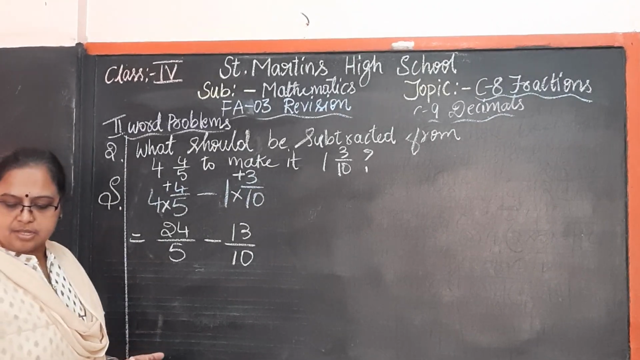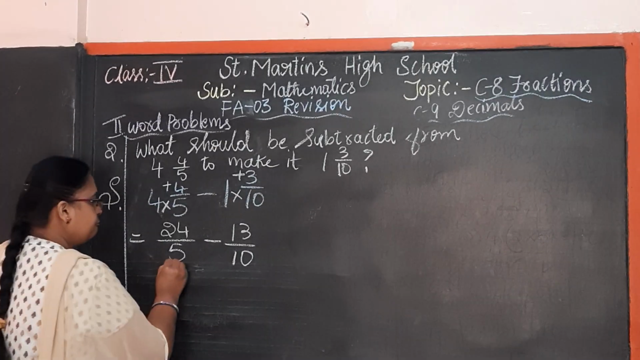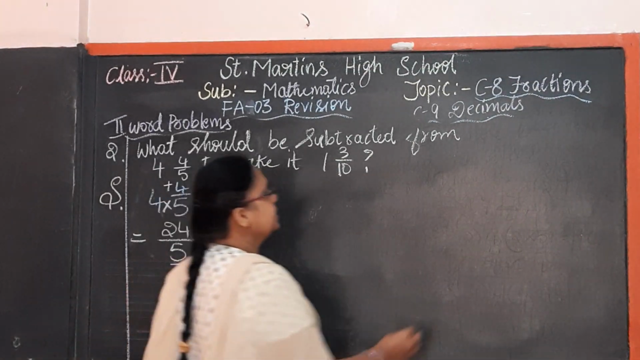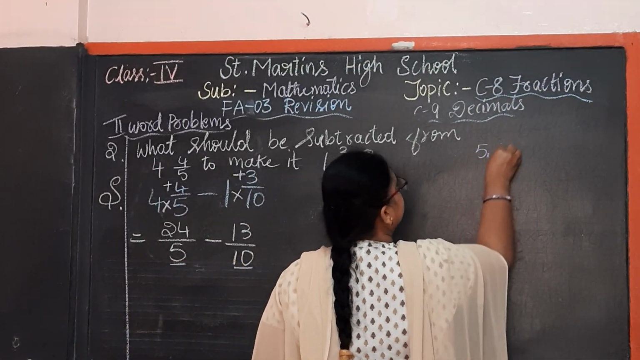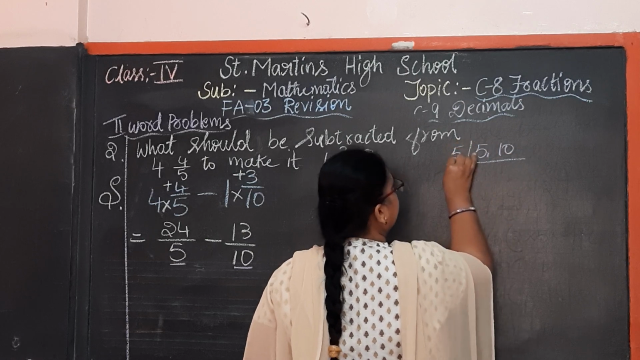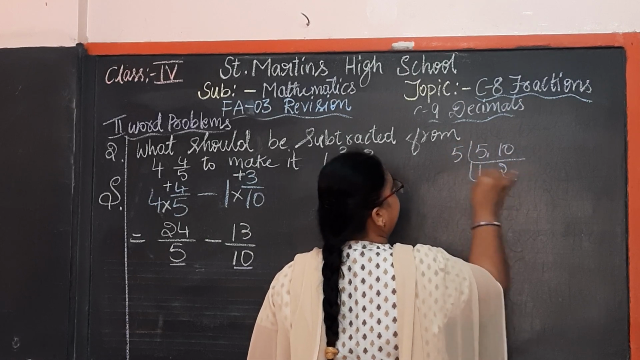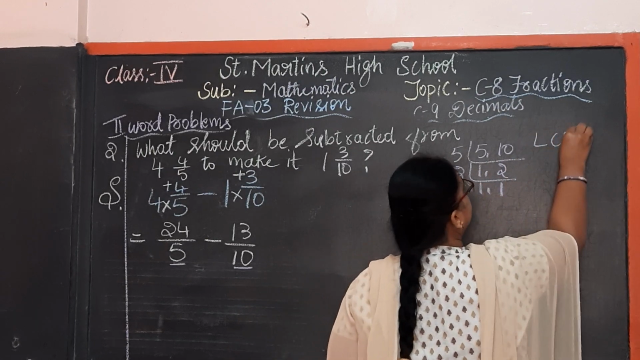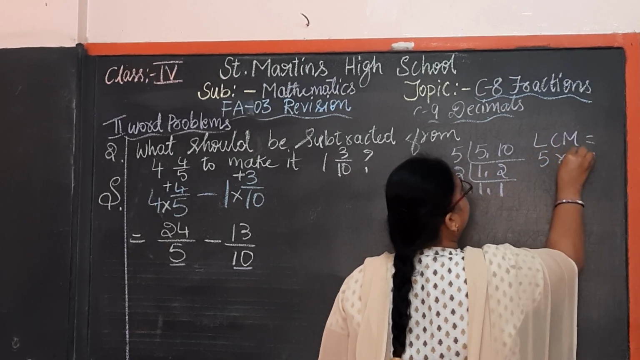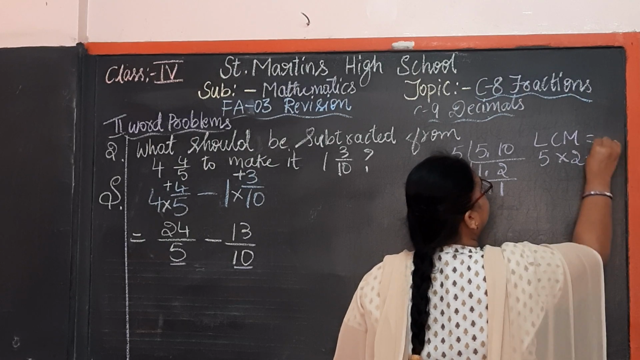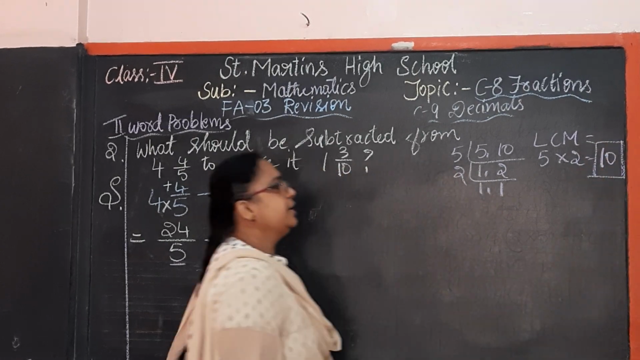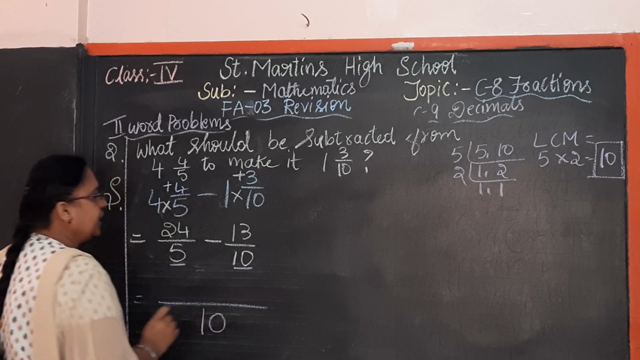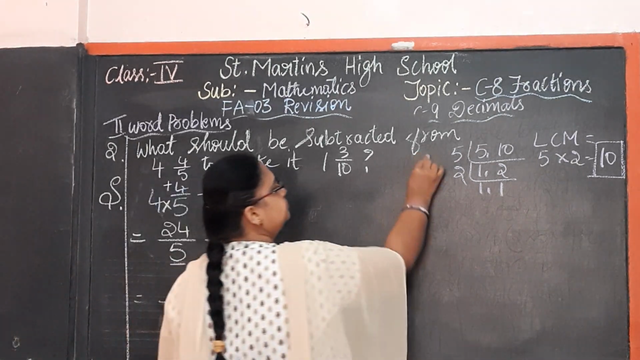The next step is, we have to take the LCM for 5 and 10. Okay, let us take the LCM for 5 and 10. 5 ones are 5. 5 twos are 10. 2 ones are 2. So the LCM is 5 twos are 10. What is the LCM? We got it as 10. Let us write. The LCM is 10. This is the first step.